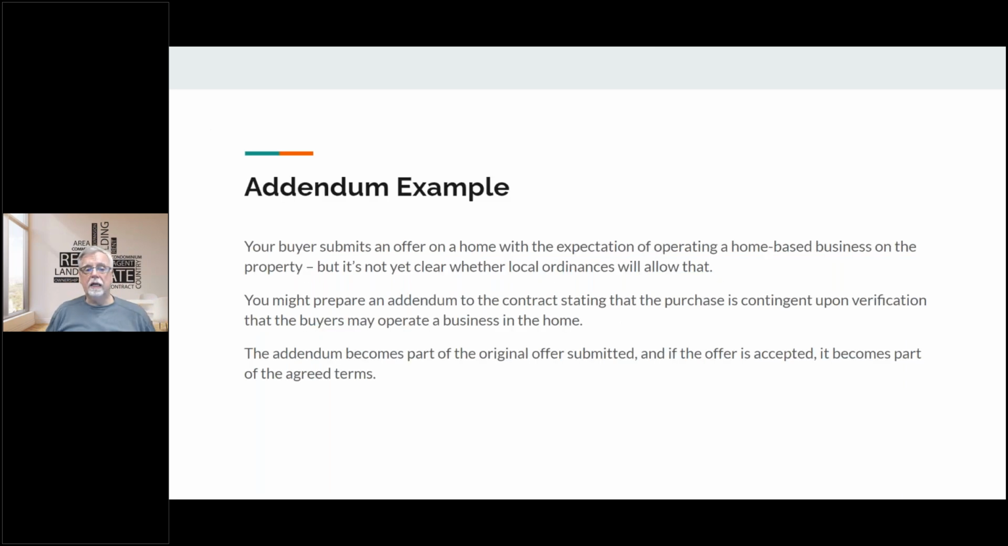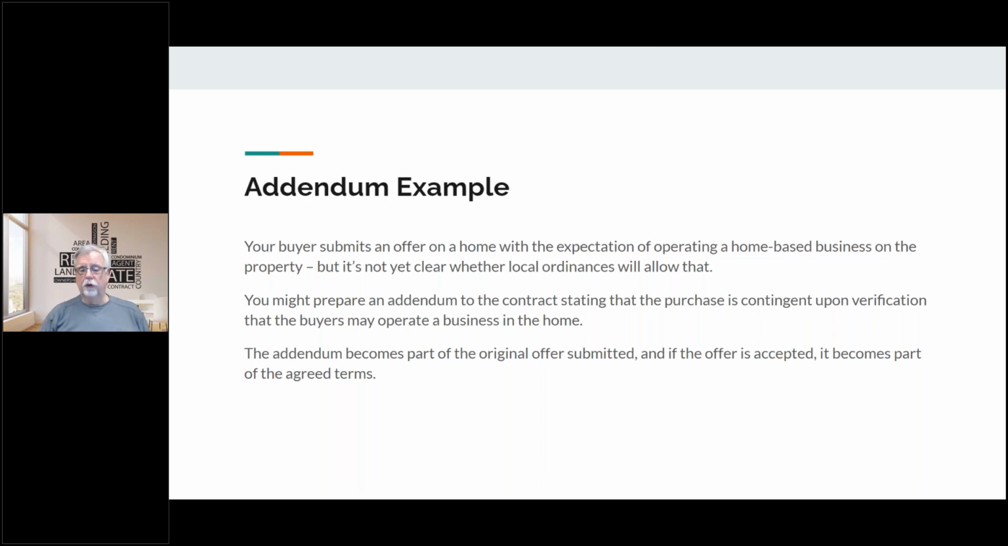An example might be, your buyer is submitting an offer on a home with the expectation of operating a home-based business. By the way, I see this oftentimes when people are buying condos and townhomes with homeowner associations, because sometimes they have rules about that. And sometimes there are zoning rules that regulate what kind of business you can operate, and under what circumstances, out of a given property. Now, that isn't necessarily something that is easy to find out, if you don't know where to look. And by the way, that is not a normal contingency, right?